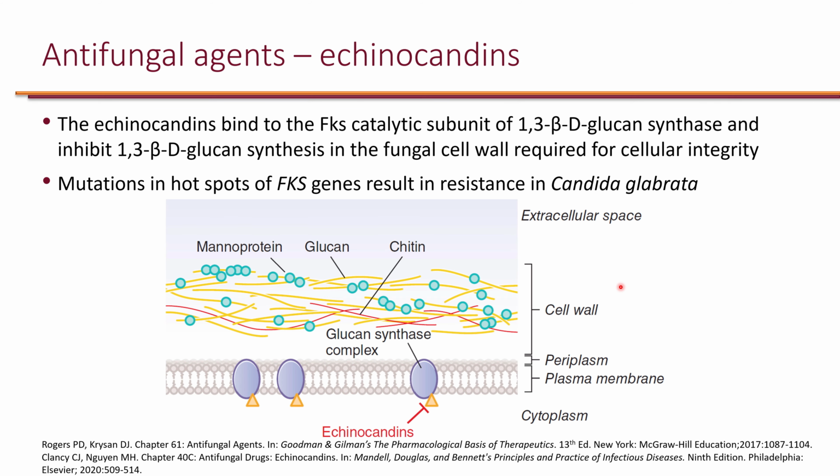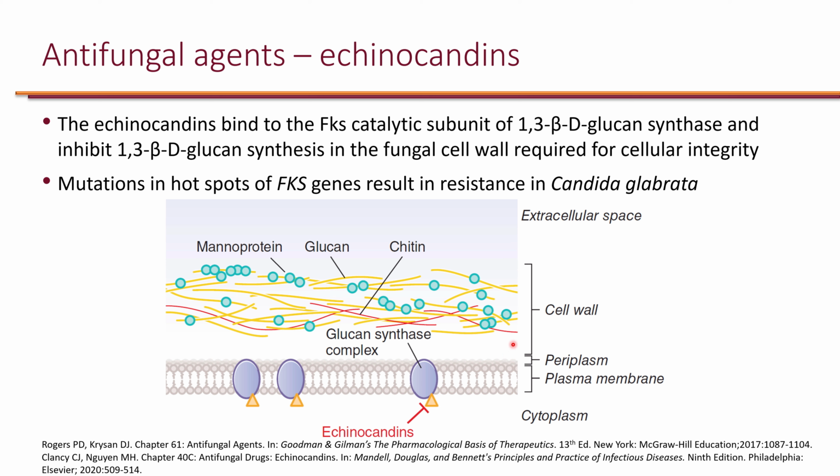The next class of antifungals are echinocandins. So these actually bind to the FKS catalytic subunit of the 1,3 β-D-glucan synthase. So this is an important enzyme. And by doing that, it inhibits the 1,3 β-D-glucan synthesis, which is an essential component of the cell wall of many fungal species, with the exception of Cryptococcus species.